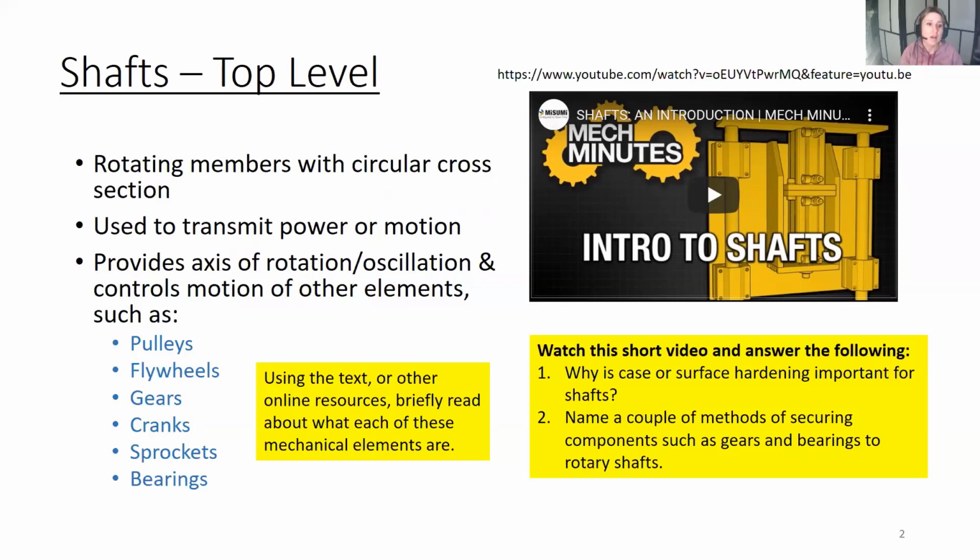So pause here and using the text or other online resources, briefly read about what each of these mechanical components are to the extent that you feel like you'd be able to identify them on the quiz. Next, watch this short video, and the two questions that will come on the quiz are, why is case or surface hardening important for shafts? And then name a couple of methods of securing components such as gears and bearings to rotary shafts.